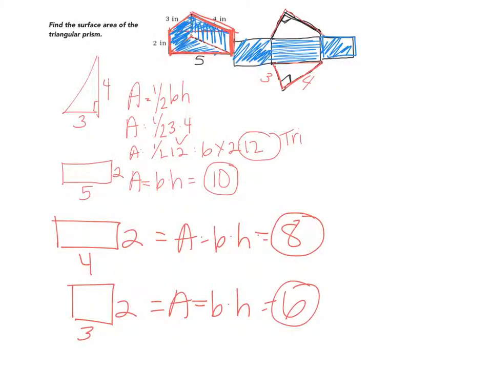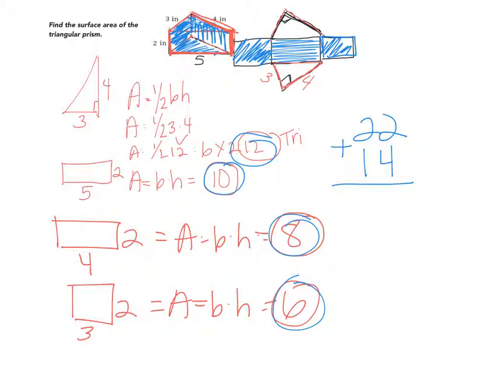So similar to last time, we're going to add all these up and find our answer. So we have 12, 10, 8, and 6, and I can do some of this mentally. I know that 12 plus 10 is 22, and I know 8 plus 6 is going to give me 14. So I can do a little bit in my head to help me out. And then my last step is adding those together. And so my final answer, the surface area of this shape, is going to be 36 inches squared.